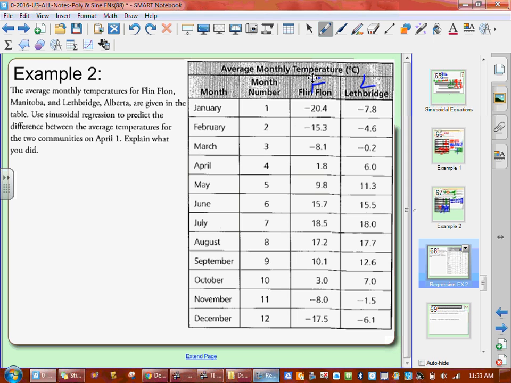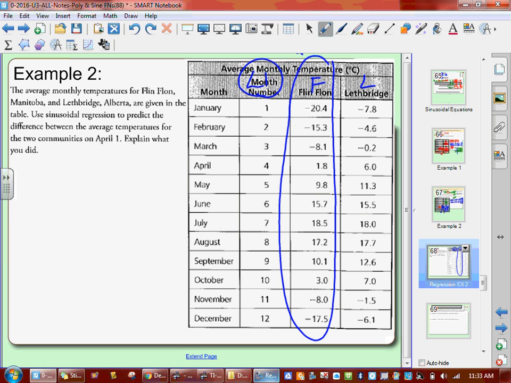So the number of month will go into list 1 always. You will put Flin Flon into list 2. So you've got your list 1, list 2. You're going to do a sinusoidal regression to get that answer. Then you're going to erase Flin Flon in list 2, and then you're going to put Lethbridge in list 2, and do the same thing. List 1 stays the same, the months 1 to 12. There's a question similar to this on your unit assignment. It'll be done the same way. I'll give you a couple minutes to do your regressions. Push pause now and play when you're ready.